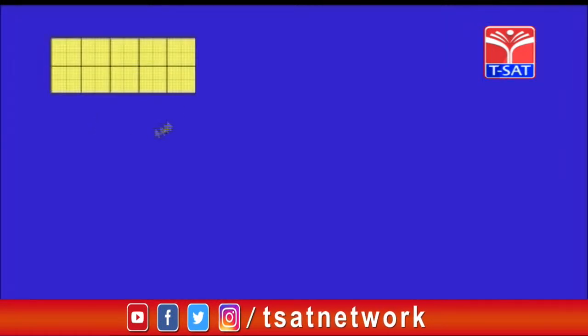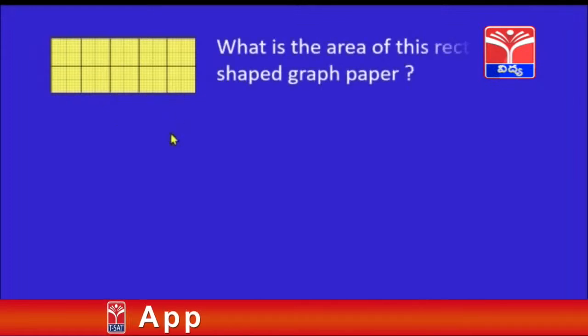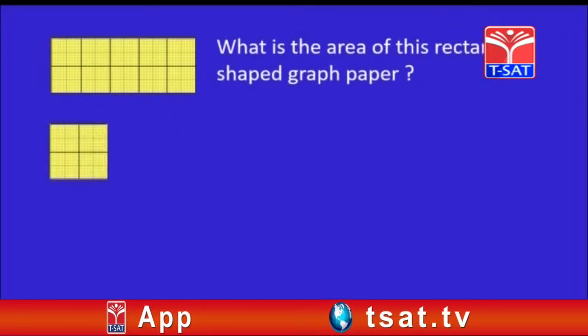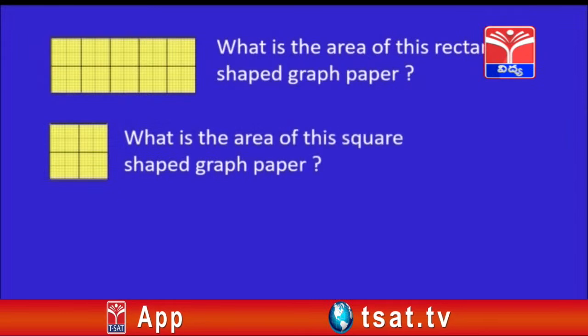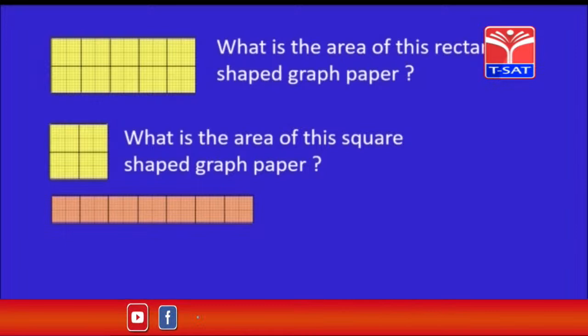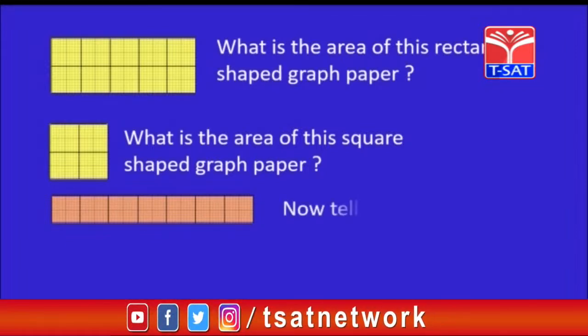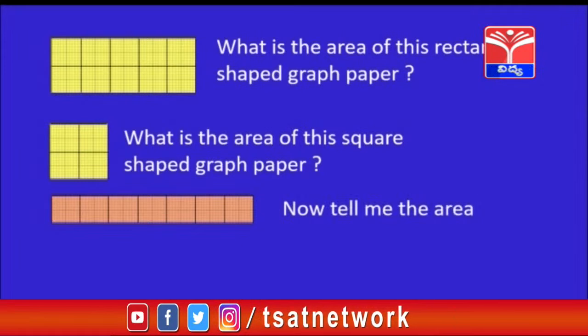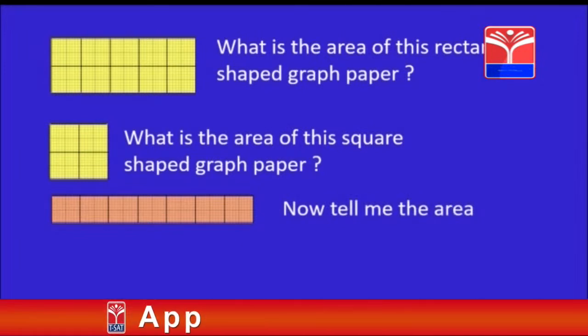Now try to find the area of this one. Total 10. What is the area? 10. Now try to find the area of this square here. How many are here? Total 4. And here how many squares? Count here. 1, 2, 3, 4, 5, 6, 7. So the area is 7 square centimeters. So by counting number of unit squares, we can tell the area of these graph shaped papers.